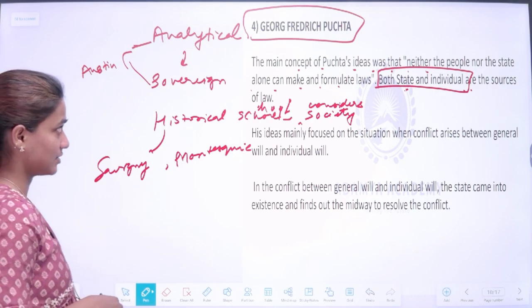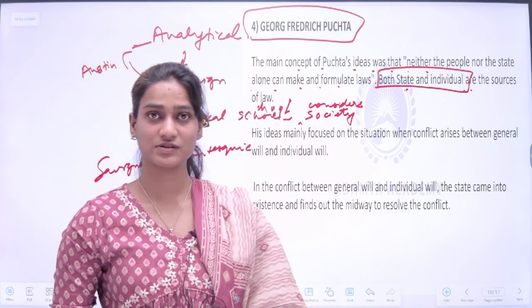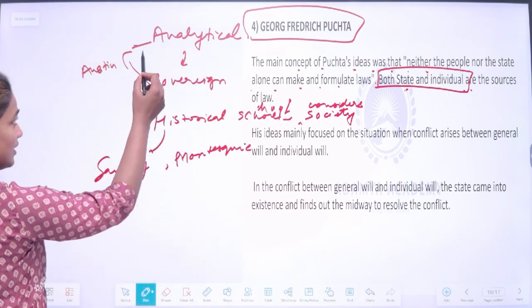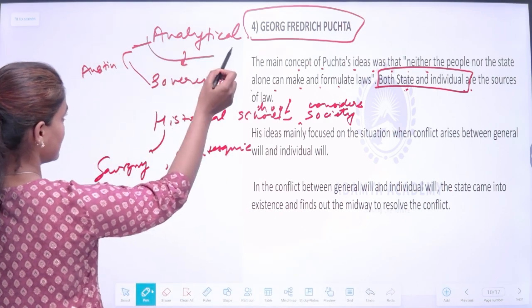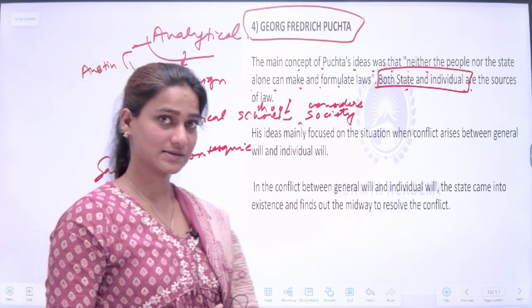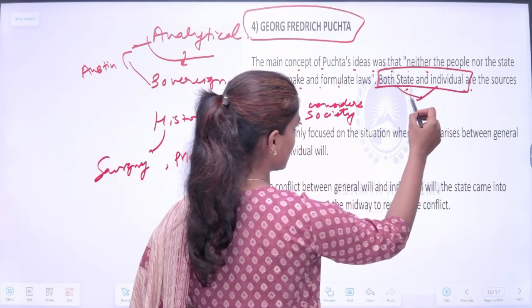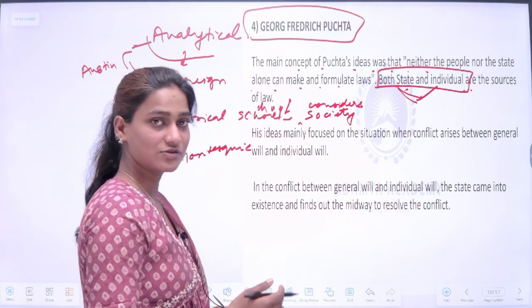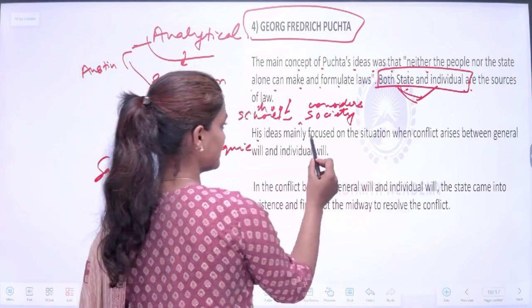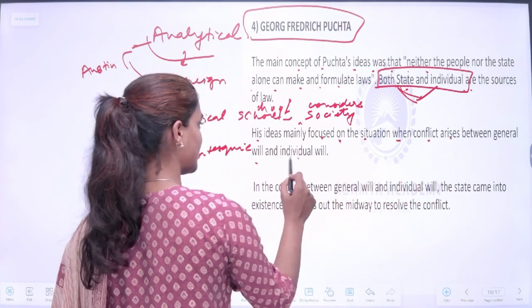It means that according to George Friedrich Fuchs, both state and individuals have an equal role in the making of law. So he does not support the analytical school, and he does not only support the historical school. He says that both state and individuals should work together in order to make a law. His ideas mainly focus on the situation where conflict arises between general will and individual will.